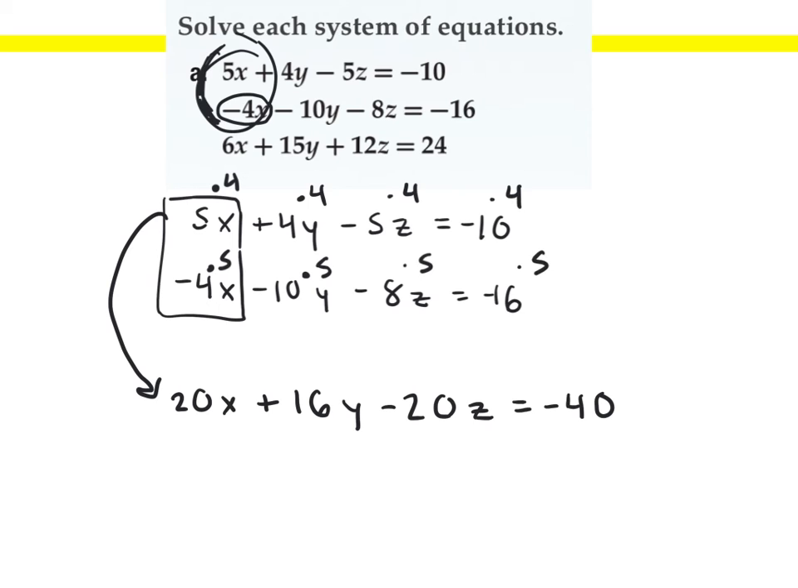So this one becomes negative 20x. What's negative 10y times 5? Negative 50y. And then what is negative 8z times 5? Negative 40z. And negative 16 times 5? I think it's 80. 16 times 5. Yeah, negative 80.